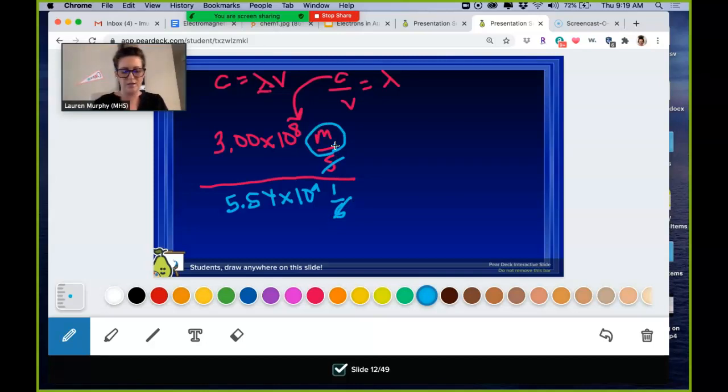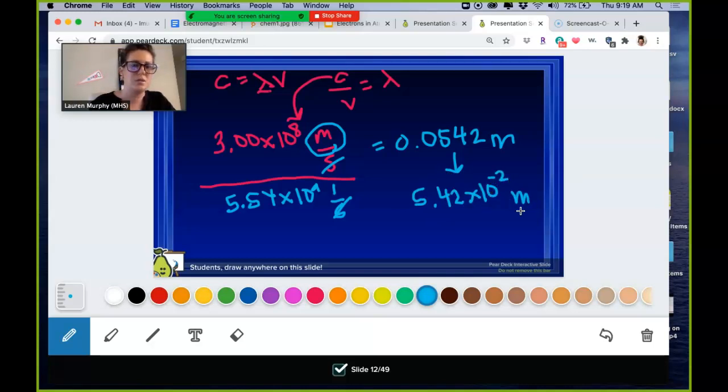So in your calculator, 3 EE button, 8, divided by 5.54 EE button, 9. And it comes out to be 0.0542 meters. I'm going to just write this in scientific notation. I'll show you why in a second. That's 5.42 times 10 to the negative 2 meters. Okay, I just rewrote this in scientific notation.